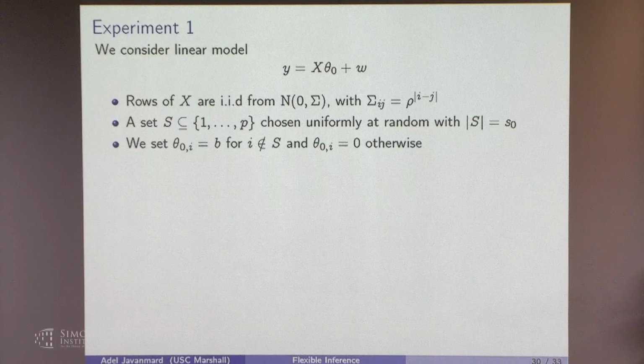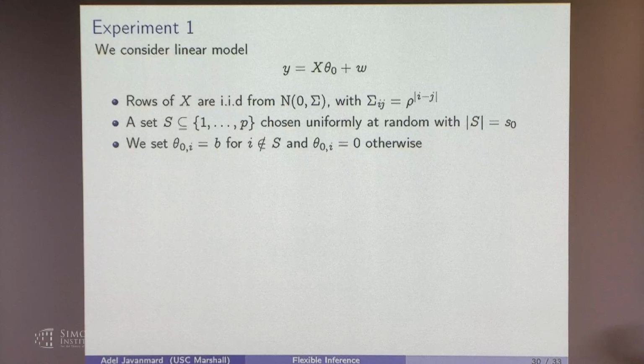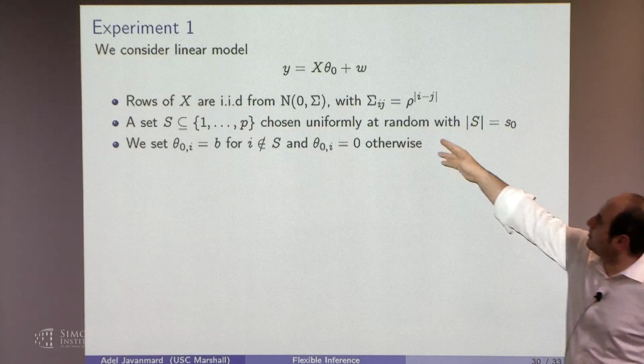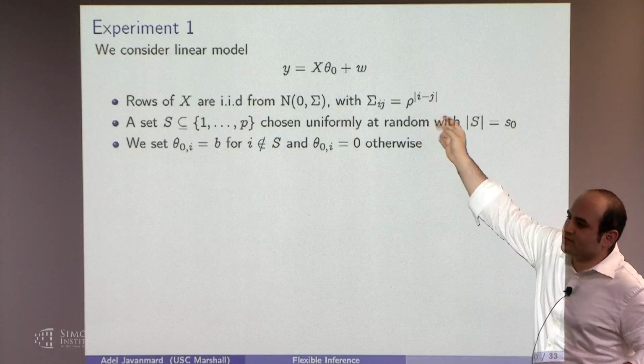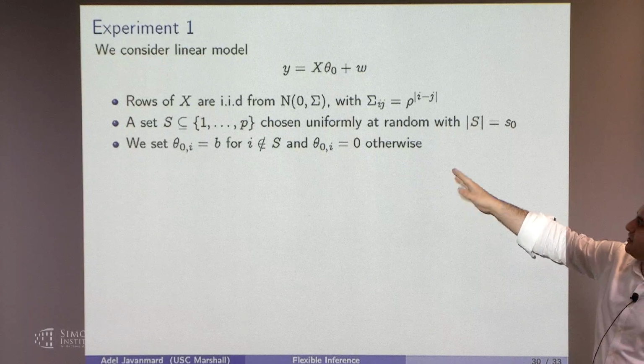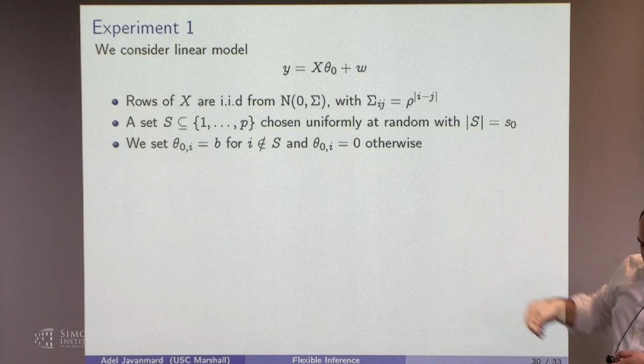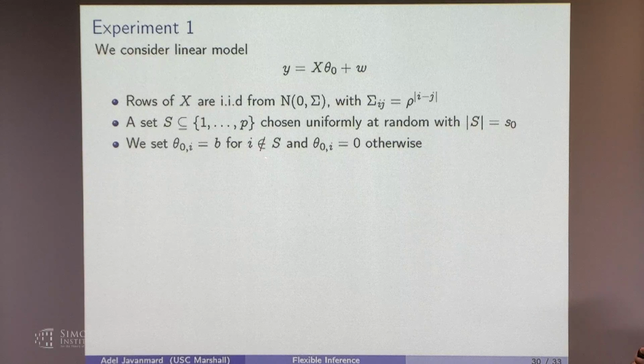Okay, so let's go to the numerical experiment. I think I'm good on time. You have y equals X theta 0 plus noise, and for sigma I'm using sigma_ij equal to rho to the |i minus j|, so it's decaying as i and j become far apart. Then I choose S uniformly at random from 1 to p, with size S0. If you are in the set, it should be B when you are in the support, and it's 0 otherwise.